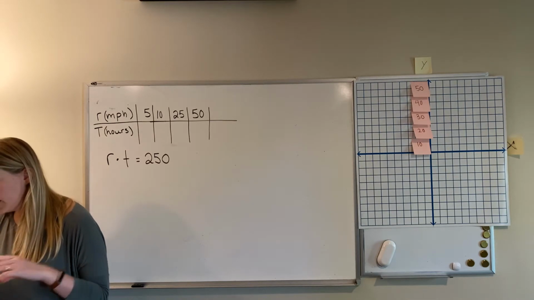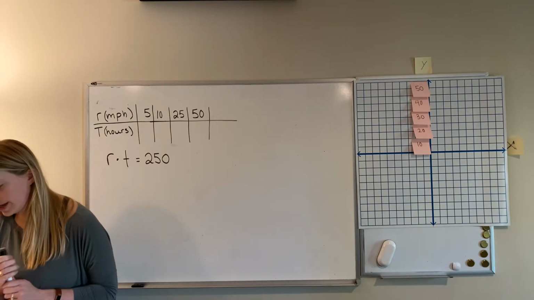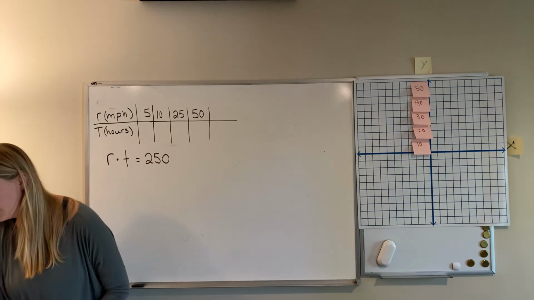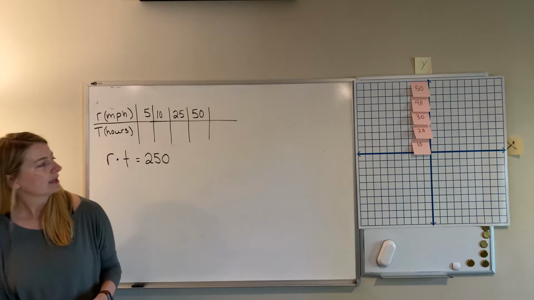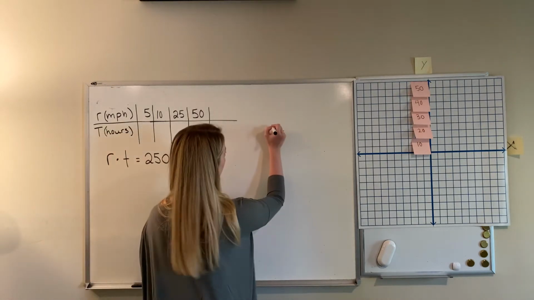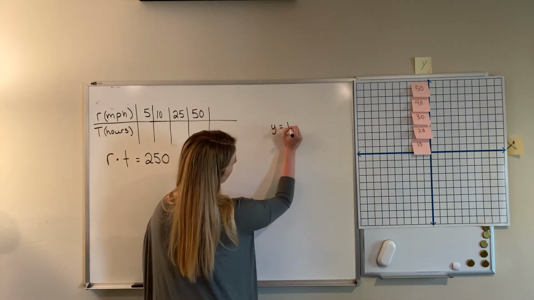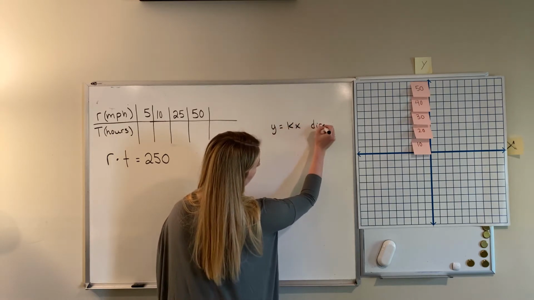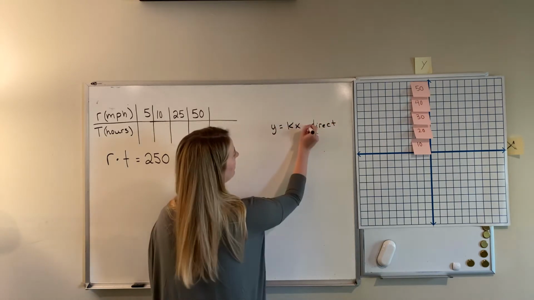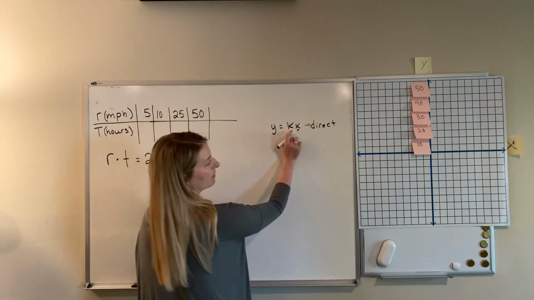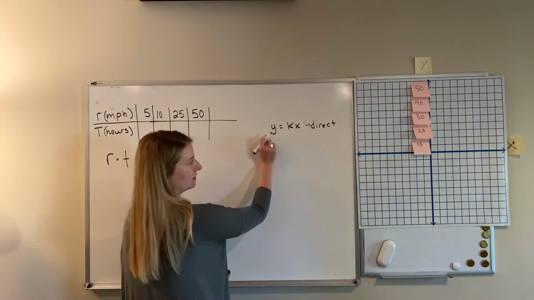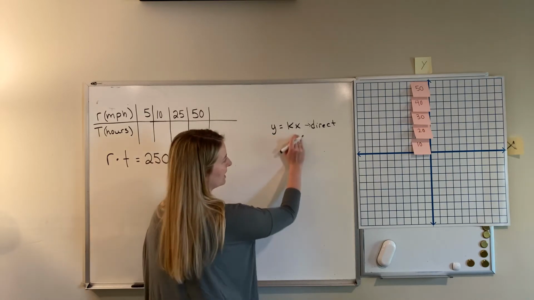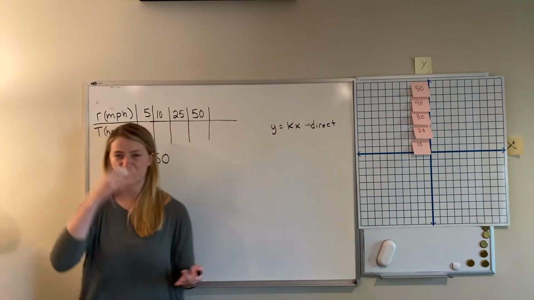If y varies directly as x, we can represent this relationship with an equation in the form of y equals kx. And this is direct variation. That just means whatever k is, you multiply it by x, and your y is going to get bigger. So 3 times x, bigger. 4 times x, bigger. As x increases, y increases.